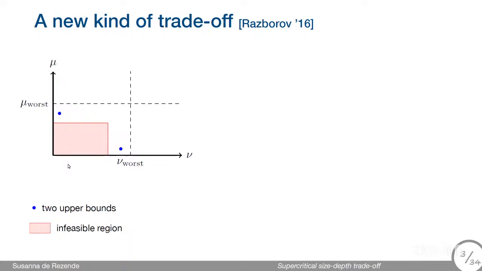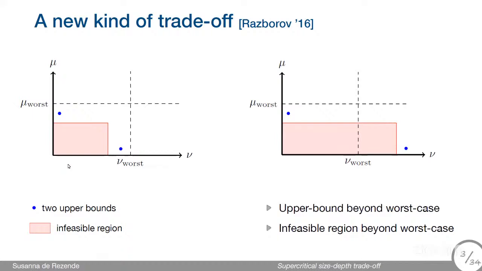2016 called A New Kind of Trade-off. And what he shows there, he introduces this kind of trade-off where you actually have, if you see there, you have an upper bound that goes beyond worst case. But more interestingly, you have an infeasible region that goes beyond the worst case. So what kind of problems, what kind of measures could actually have this kind of trade-off?